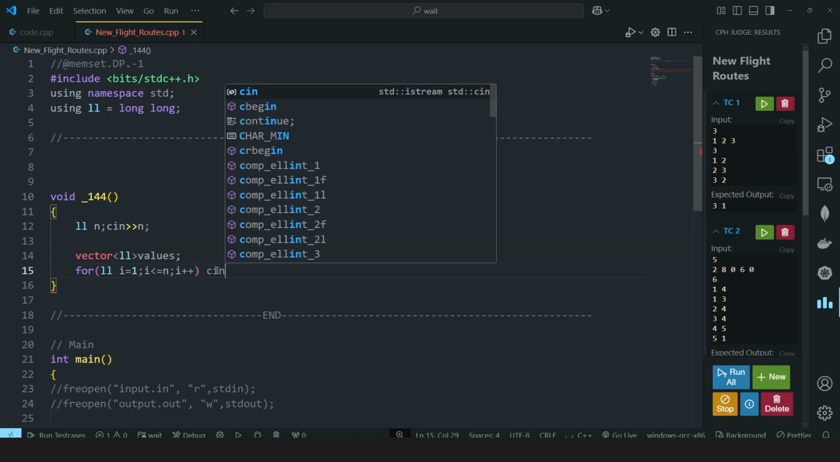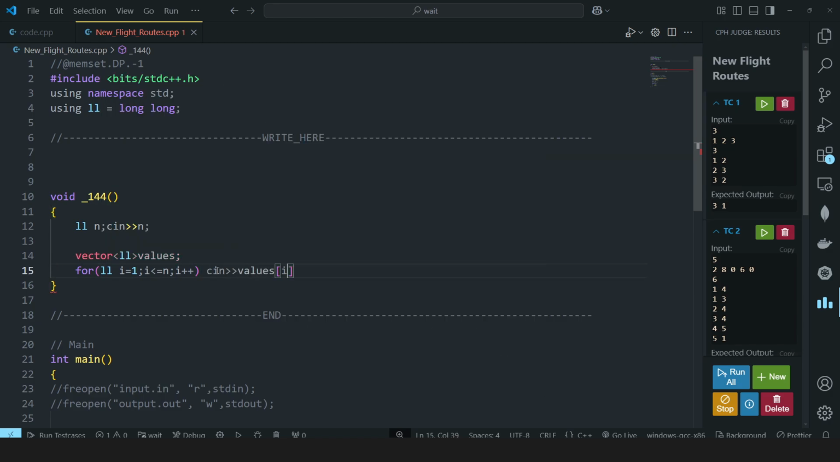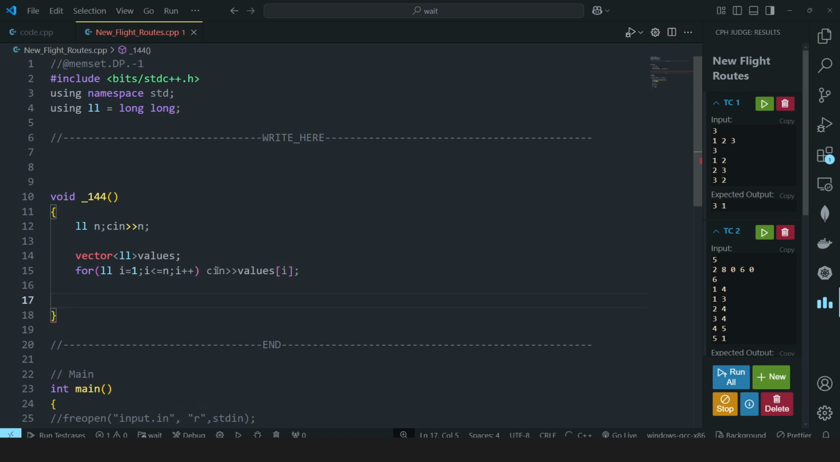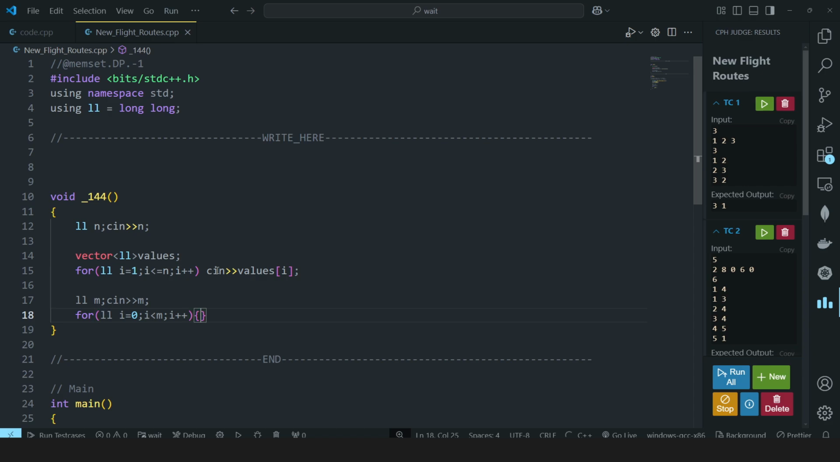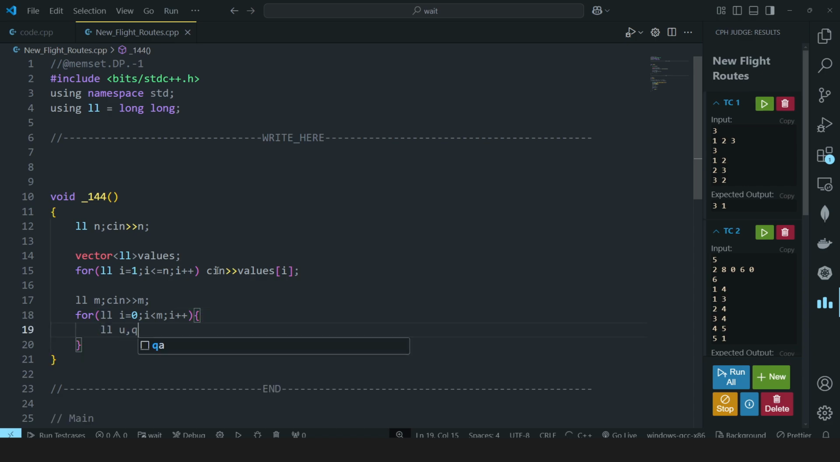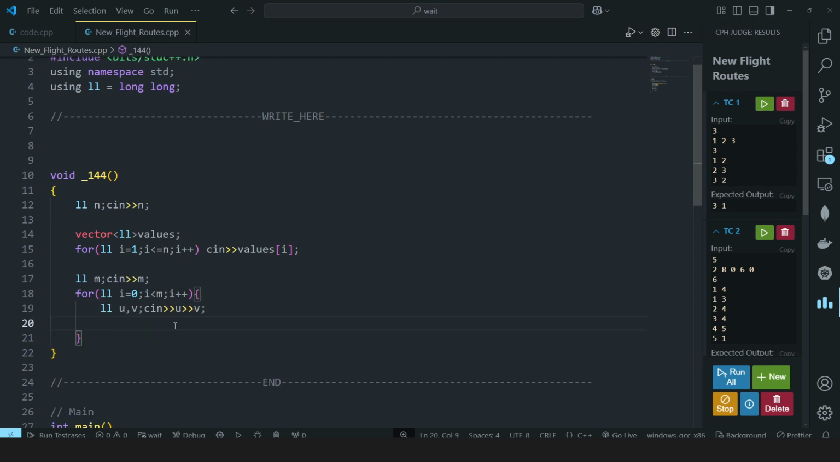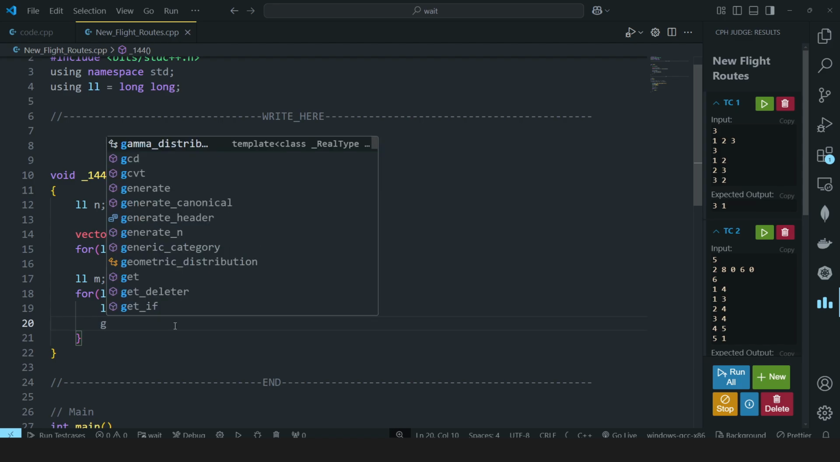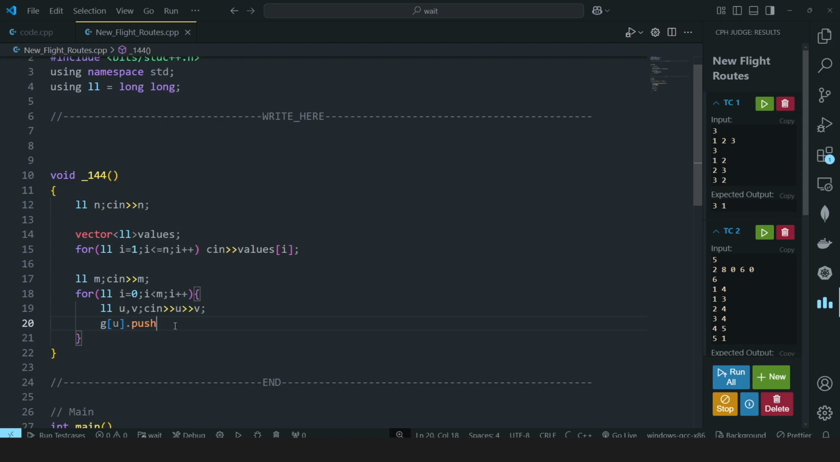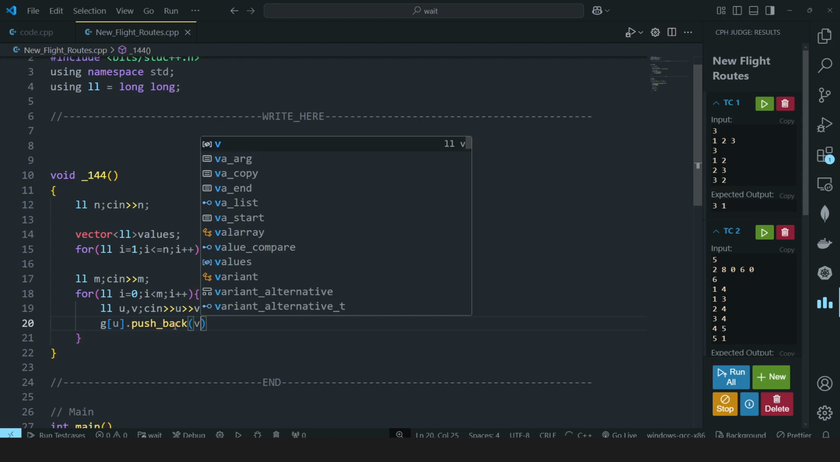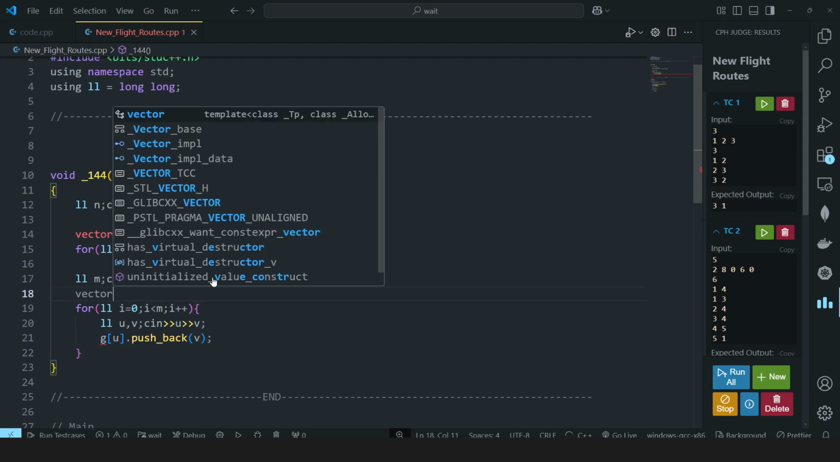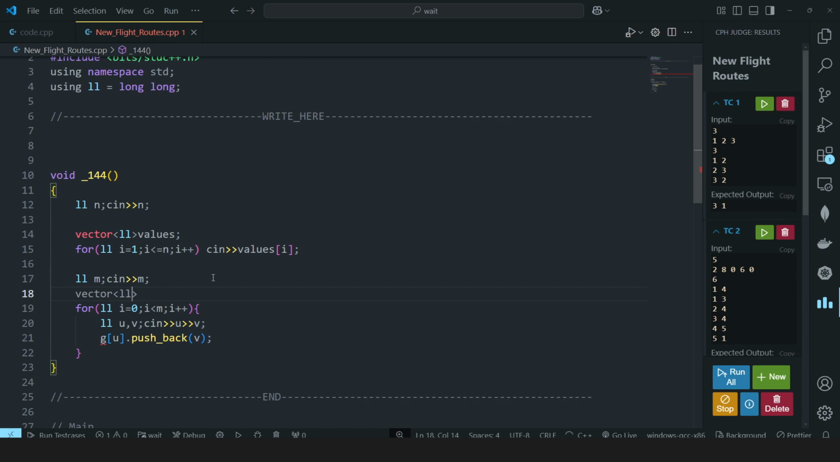After doing this, I have to take the input for m lines. For each of the m lines I will have two integers as the input. So I'll be storing them in an adjacency list, let's say graph g. So g of u dot push_back v, right? So it would be an adjacency list like this, and it will be of size n+1 because I'll be using one-based indexing everywhere.